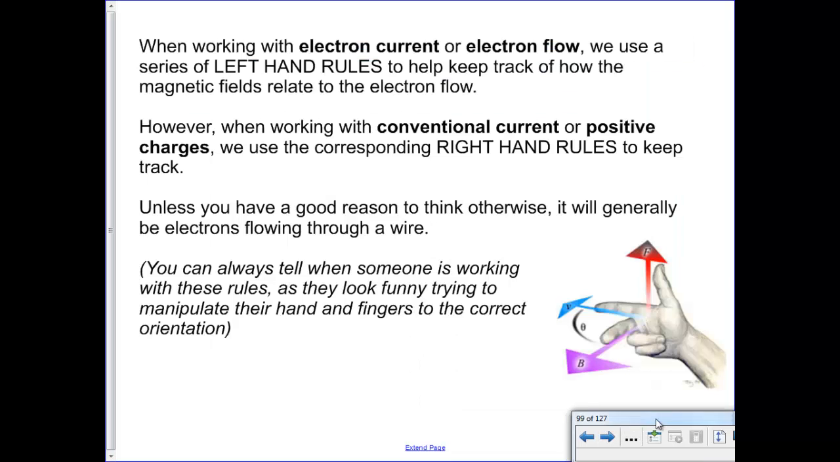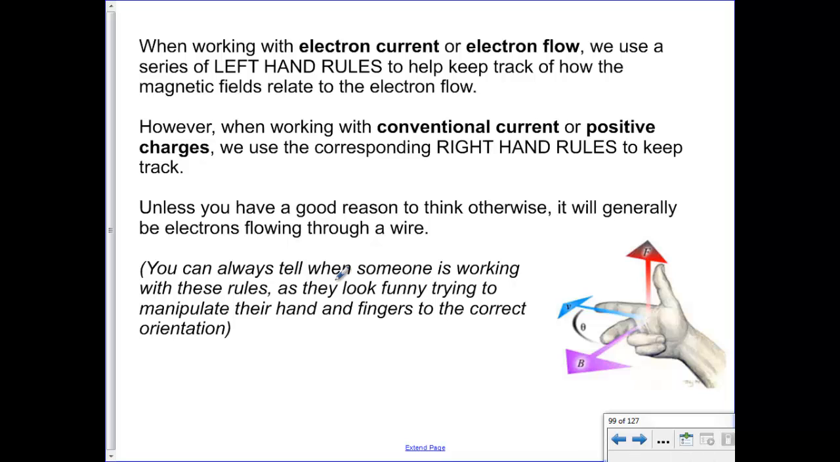Okay, so what we're going to do today is talk about a lot of different rules for figuring out how these moving charges inside, like a wire, for example, make magnetic fields. I'm going to talk about 3 different rules. Typically they're known as the left-hand rules. Left-hand rules are for if you're talking about electrons. Right-hand rules are for if you're talking about protons.